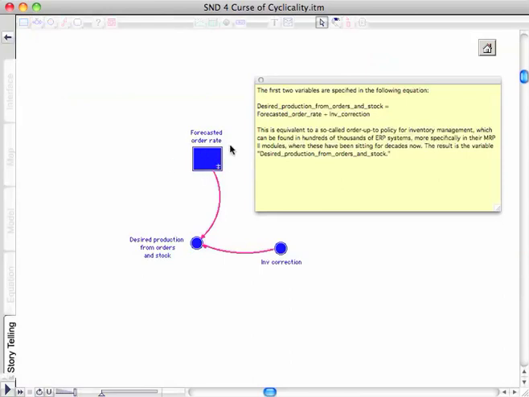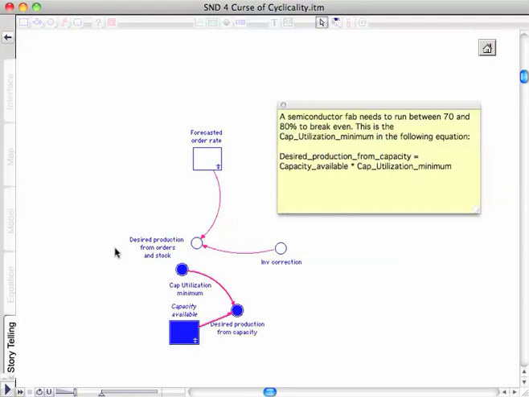Both of them work via the forecasted order rate, which is basically a smoothed average of the current order rate with some inventory correction, which leads to a desired production from orders and stock. A basic order up to policy, which is common in tens of thousands of ERP systems and goes down to MRP.